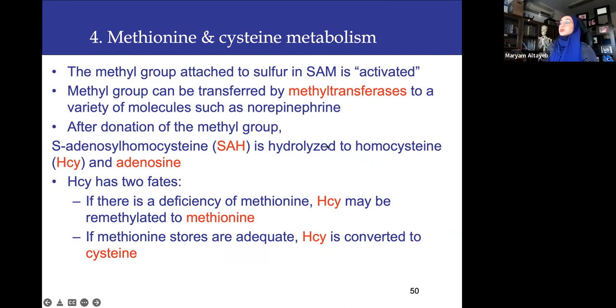So it's hydrolyzed, or broken down, into homocysteine and adenosine. Adenosine can then be used to make adenosine triphosphate, diphosphate, monophosphate, our energy source, ATP, ADP, AMP, etc. However, if there's a deficiency of methionine, remember, which we said is essential in the diet, you can remethylate homocysteine to methionine. So it can feed back the cycle. And I know it's hard to visualize, but I'll show you a picture in a moment. However, if there's enough methionine in the body, the homocysteine is converted into cysteine, which we said methionine can eventually be converted into, through conversion into homocysteine and then back down. And I'll show you a picture in a moment.